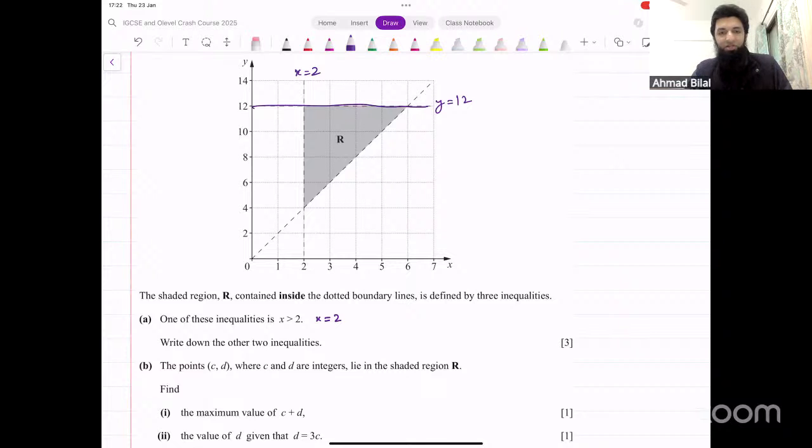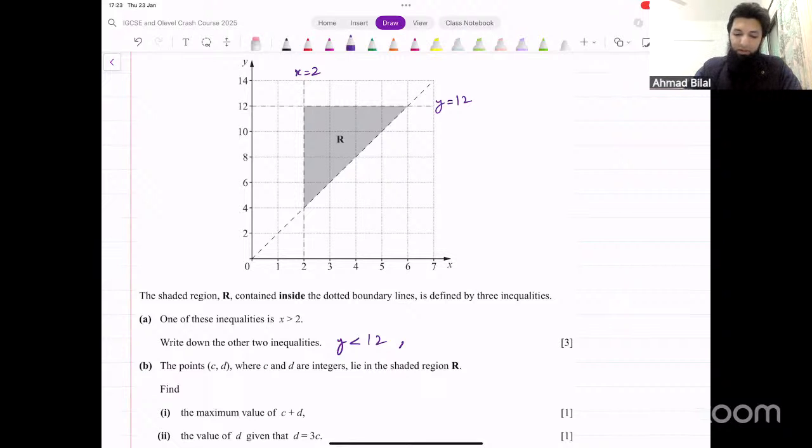Is the region R below this line or above this line? It's below this line. So what is the inequality going to be? We say the inequality is y less than 12. We have to be below that line, right? So we use the less than sign there without the equal to, because they're dotted lines. The points on the lines are not included. That's why less than 12.